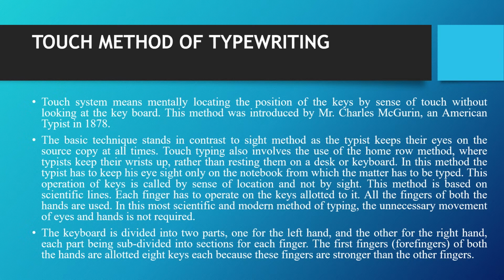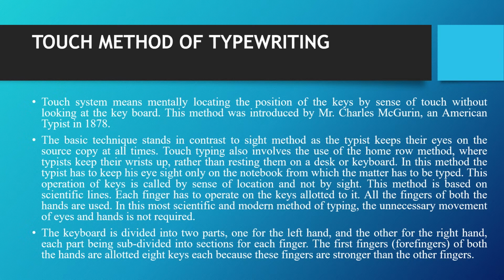This method is based on scientific lines. Each finger has to be operated on the keys allocated to it. A user can't change the finger arrangement once he has settled. All rules are predefined. All the fingers of both hands are used, and coordination of eyes and hands is required properly. Unnecessary movement is not required. The keyboard is divided into 2 parts, one for the left hand, the other for the right hand, and each part is subdivided into subsections. We will discuss this later in the next slides.